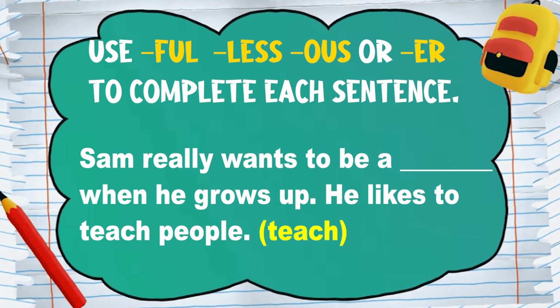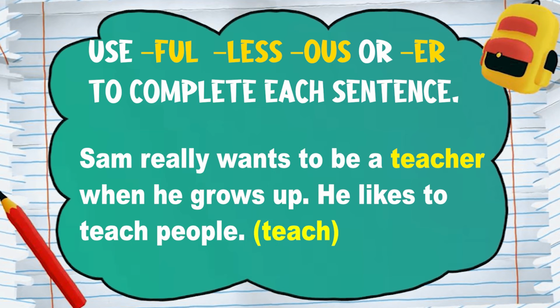Let's look at another sentence in this exercise. Sam really wants to be a something when he grows up. He likes to teach people. Our verb in brackets is teach. What suffix might we add to teach to form a new word? Definitely, we can form the noun teacher by adding er to teach. Sam really wants to be a teacher when he grows up. He likes to teach people.